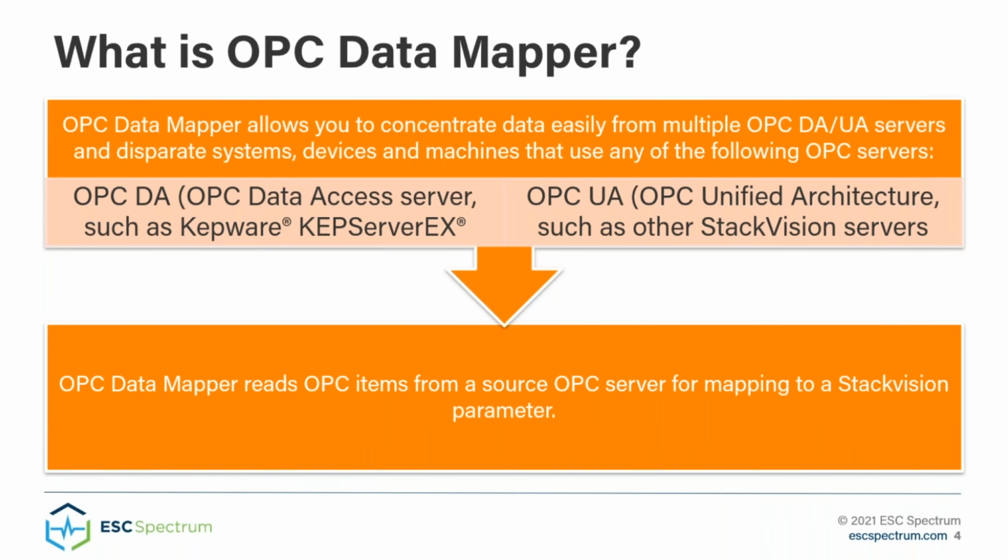And well, what is OPC Data Mapper? Well, in short, it allows you to concentrate data easily from multiple OPC UA servers and disparate systems, devices, and machines that use any of the following OPC servers. And I've got Kepware or our example, OPC UA. These are different ways you can access data, different clients. And the OPC Data Mapper reads those OPC items from a source OPC server for mapping to a StackVision parameter.